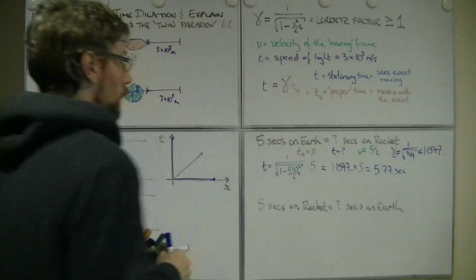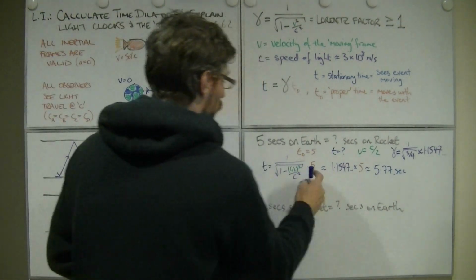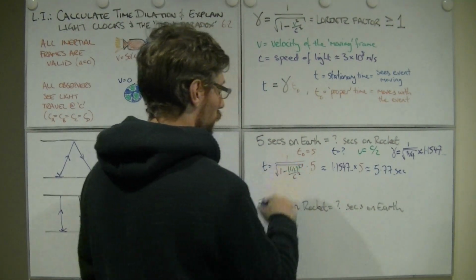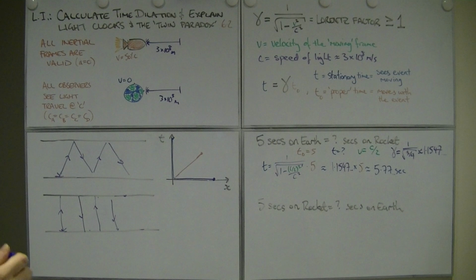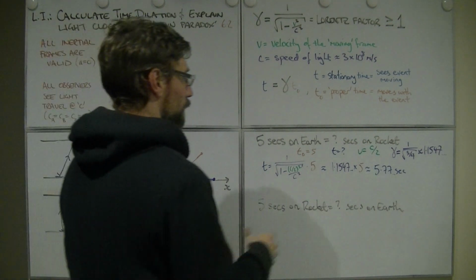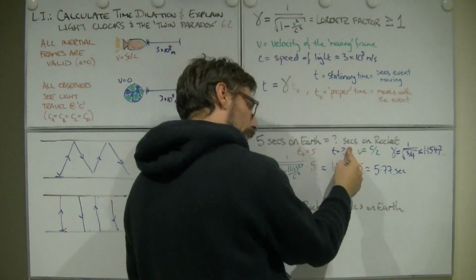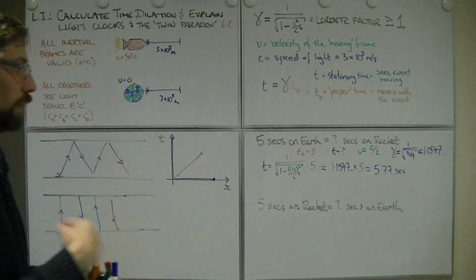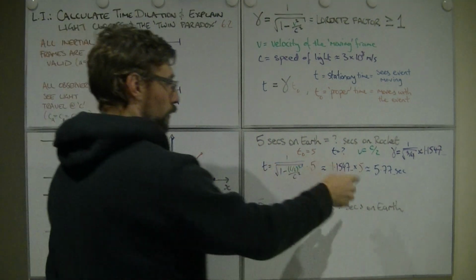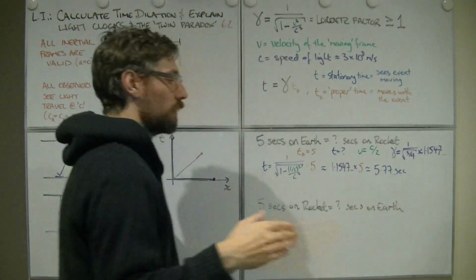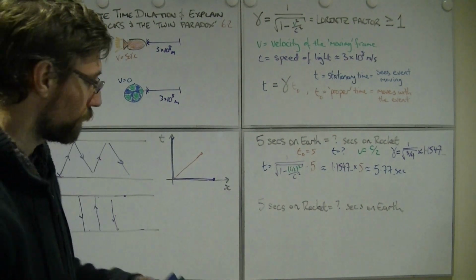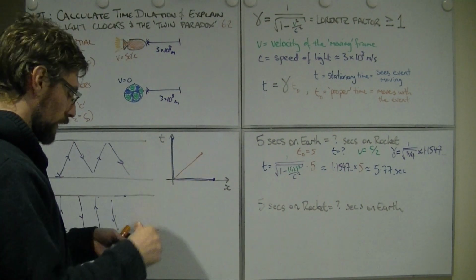Oh, okay. So what have we found? All right. Well, if we're on Earth, how long do we perceive the time on... how long does it take for a clock on the rocket to tick to see 5 seconds on Earth tick by? So if you're on the rocket, it would take you 5.77 seconds to observe 5 seconds go past on an Earth clock. Okay, what if we do this the other way around?